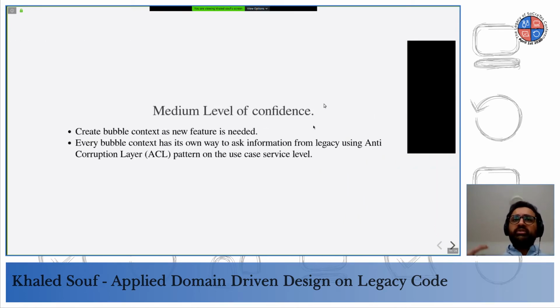So when I get a better level of confidence, what I usually do is always use a bubble context for the new feature. But I will not use an open host service. Every bubble context is going to use what we call an anti-corruption layer, so it will not get corrupted by the model of the legacy system. It's going to use its own model, calling the service or the feature that we know about in the legacy system.